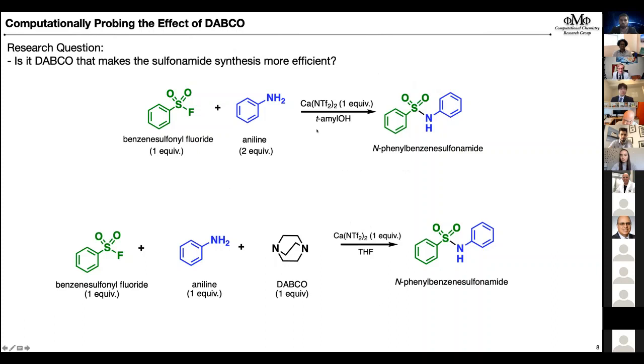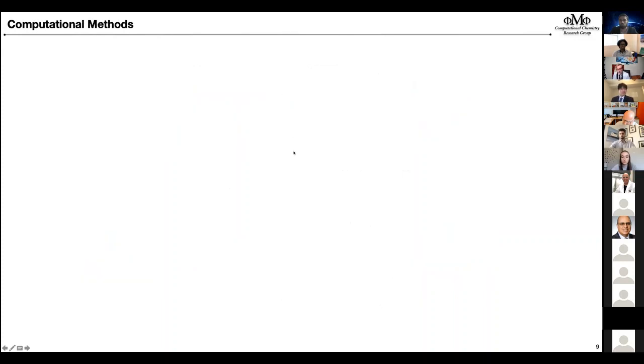So I decided to switch the solvent from the first reaction, from tert-amyl alcohol to THF, so that the only difference between these two reactions is that the first reaction involves two anilines, the second involves DABCO and aniline, while keeping everything else constant. That way we can investigate the effect of DABCO in the reaction.